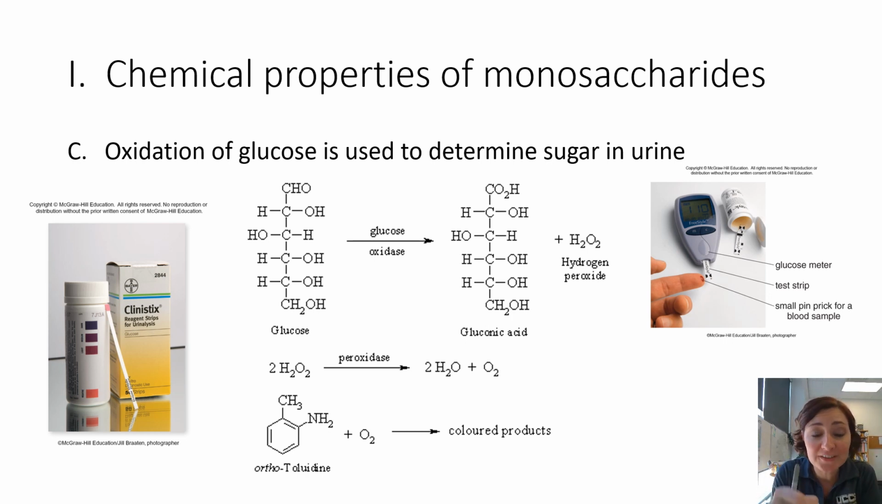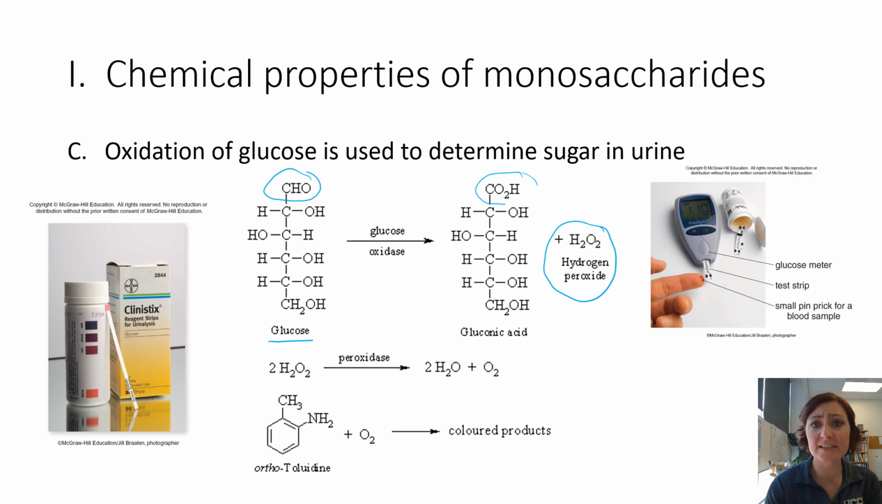So prick your finger to get some blood, and in that blood we expect there to be some amount of glucose if you're living. The glucose is then oxidized. The test strips are going to have glucose oxidase in them, and this is going to cause the oxidation of our aldose. So we're going to wind up with gluconic acid. So we've taken our aldehyde and we've oxidized it to a carboxylic acid. What this also produces is the side product hydrogen peroxide.